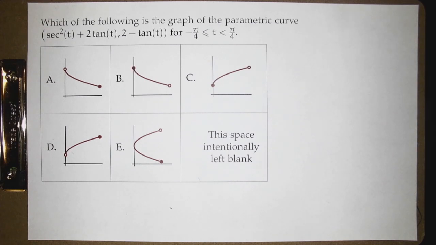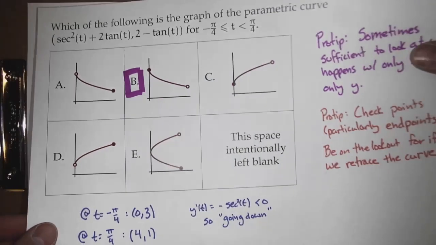And we have 5 graphs. We just have to say, well, which one is the right picture? All right, A, B, C, D, or E. What's the answer? A? Good choice. Not quite A, but you're in the ballpark. B. B is the answer.